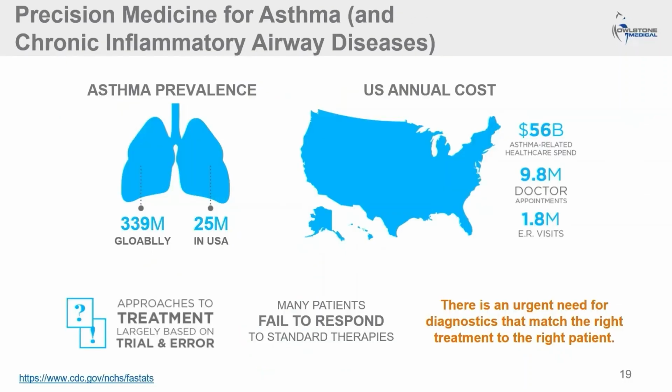This second case study explores the role of on-breath VOCs in precision medicine for asthma. This example is broadly applicable to other chronic inflammatory airway diseases, where differentiation of subtypes can help better direct appropriate treatments to patients.